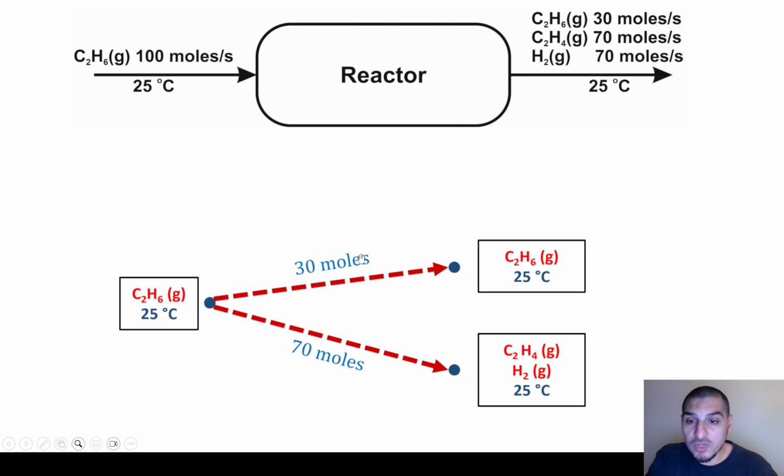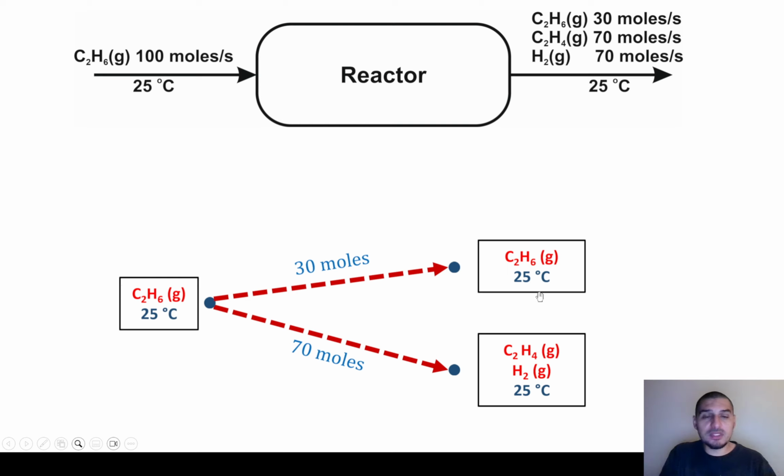be very helpful. So here we have ethane. Okay, we have 100 moles. 70 moles are converted into ethylene and hydrogen, and only 30 moles are coming out as ethane. So this 30 moles were fed to the reactor as ethane gas at 25 Celsius and come out as ethane gas at 25 Celsius. So the enthalpy difference for this part is 0.